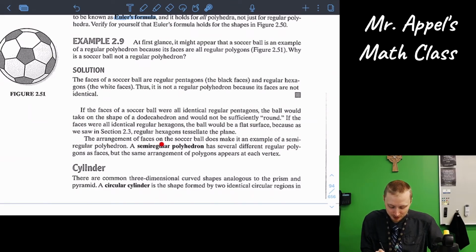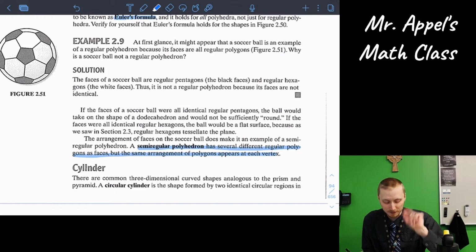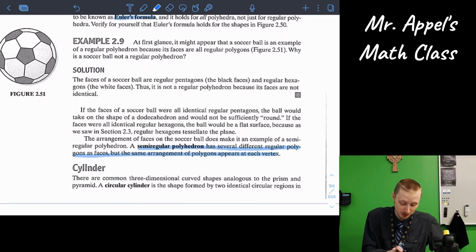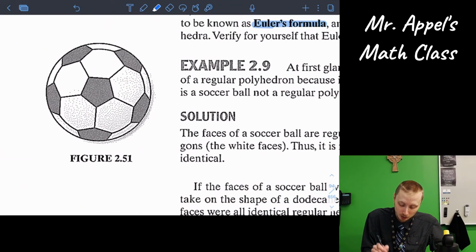So the arrangement of faces on the soccer ball does make it an example of a semi-regular polyhedron. A semi-regular polyhedron has several different regular polygons as faces, but the same arrangement of polygons appears at each vertex. So this is the same as our definition for tessellation, right? Or at least what qualifies a tessellation as a semi-regular tessellation. So you're still using all regular polygons, okay? But at each vertex, you always have the same polygons meeting up.